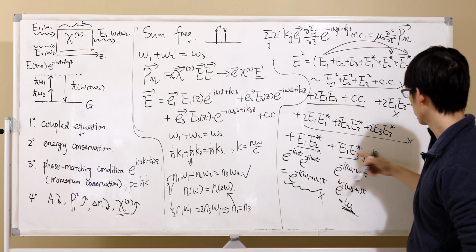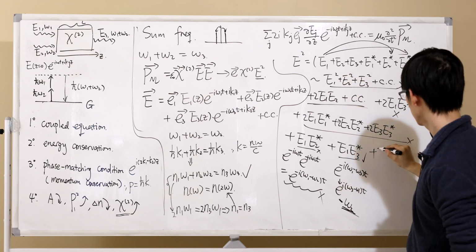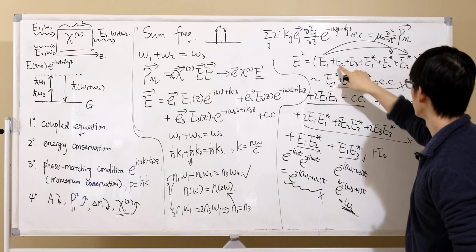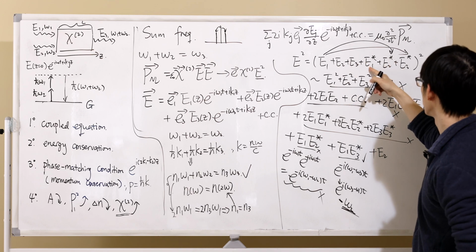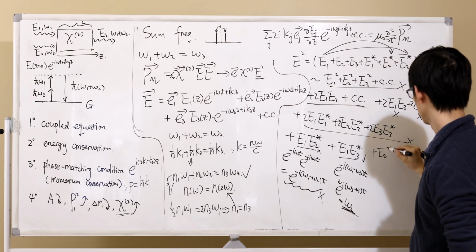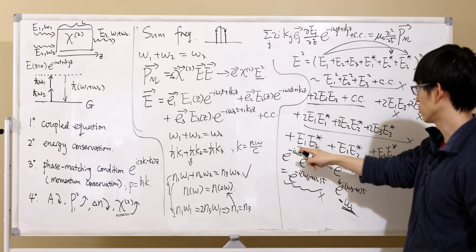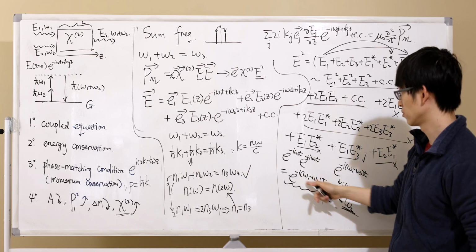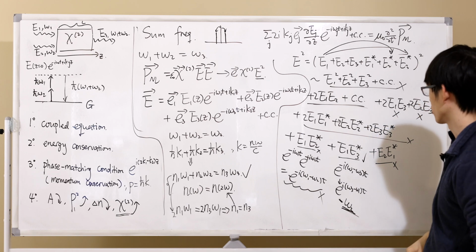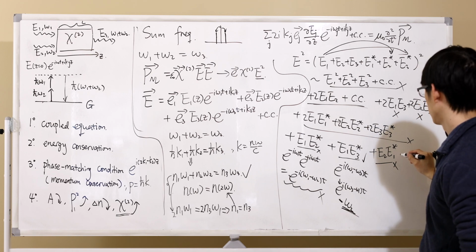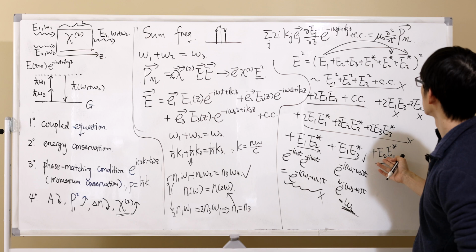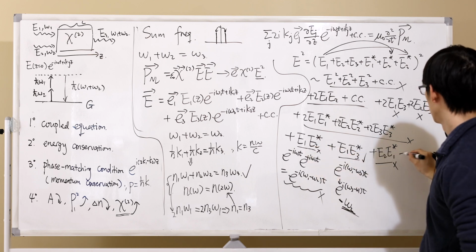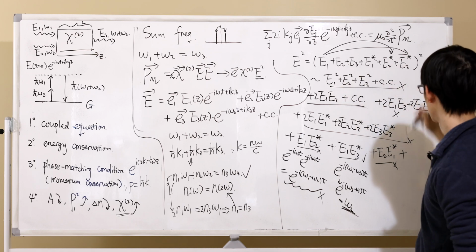And then the next one, you can kind of guess. E1 finished, and then E2. E2 times E1. You can use the same argument here. This term has to go away because it's a difference frequency generation, and also it's just a complex conjugate of this term. And then you have E2, E3.